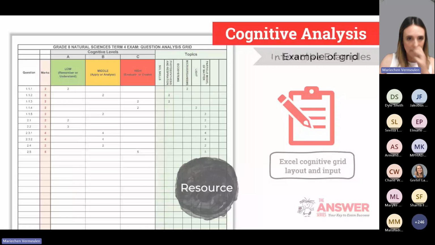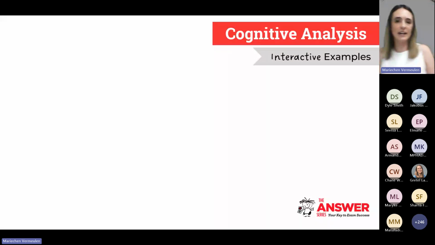Okay, so we're finally at the interactive examples. So let's apply what we've learned today.